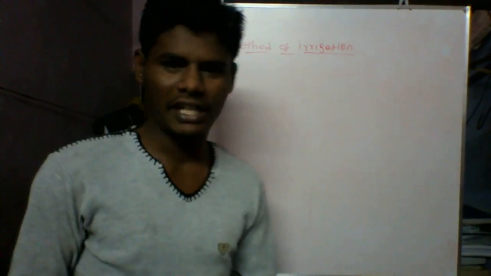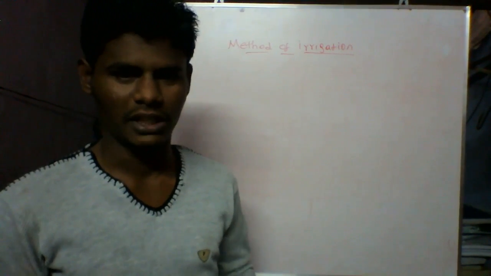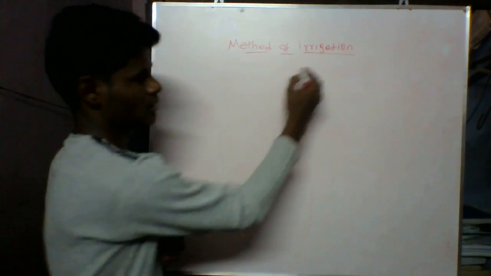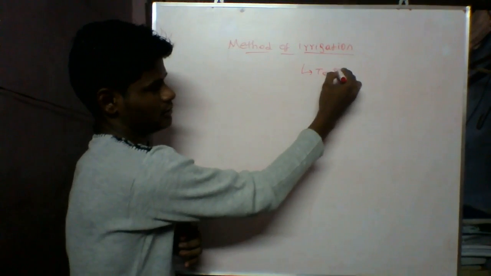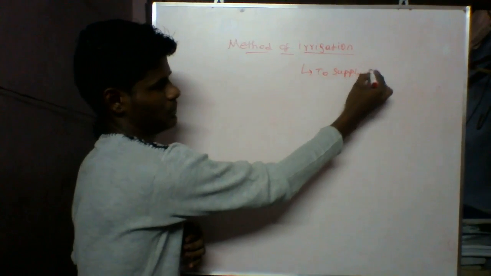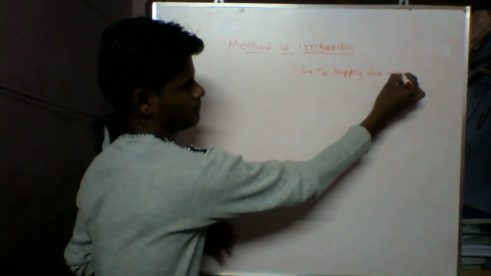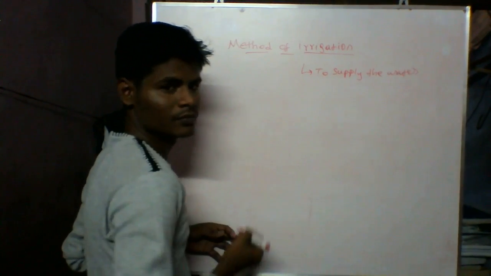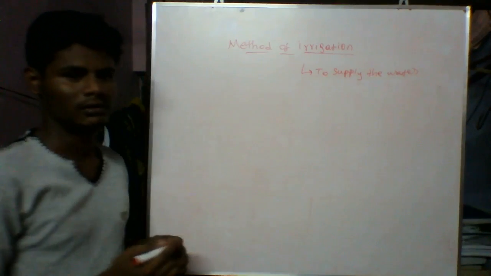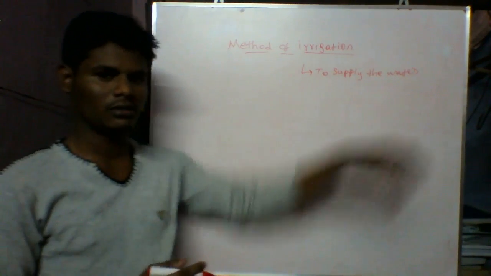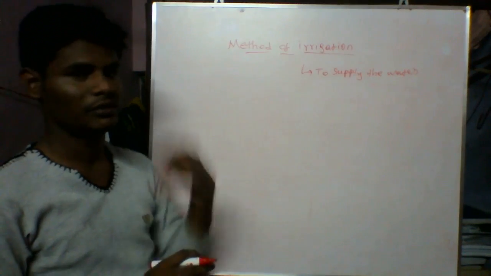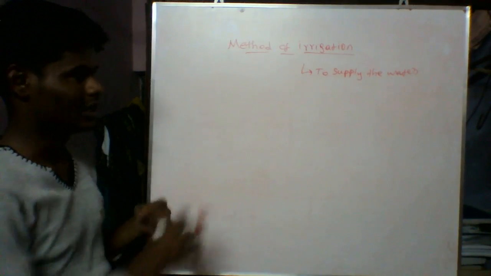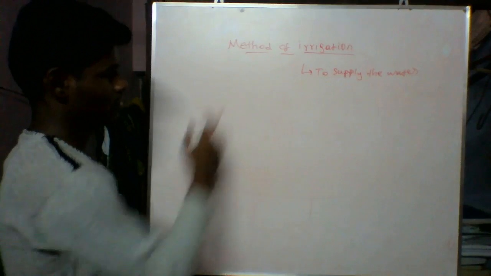So what is irrigation? Irrigation means to supply the water to the agriculture land. That is the definition of irrigation. So, water supply.